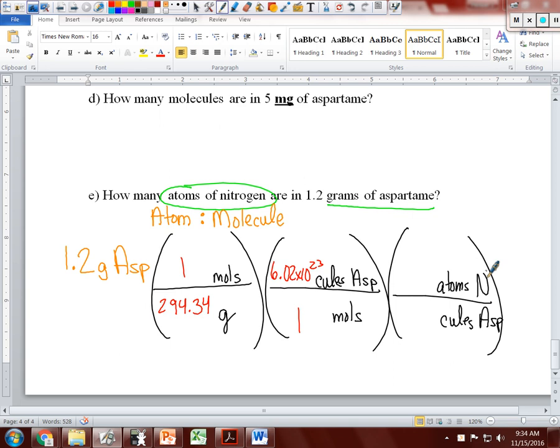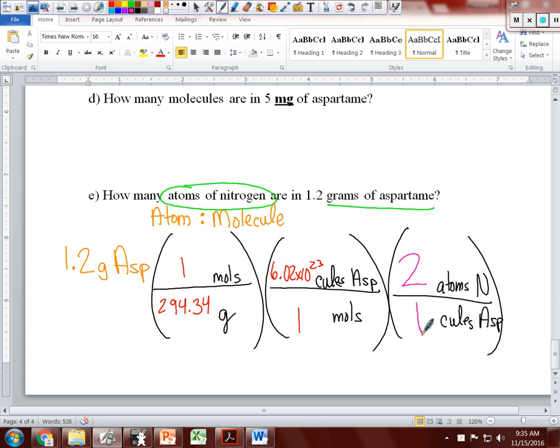So this last part looks a little weird. We're talking about molecules of aspartame and then atoms of nitrogen. This is what I mean by an atom to molecule ratio. You've already told me. Is nitrogen a part of aspartame? Yes. How many? There are 2 atoms of nitrogen in every 1 molecule of aspartame. Think about that for just a second. Exactly. If the entire thing is aspartame, how many nitrogens do you have?